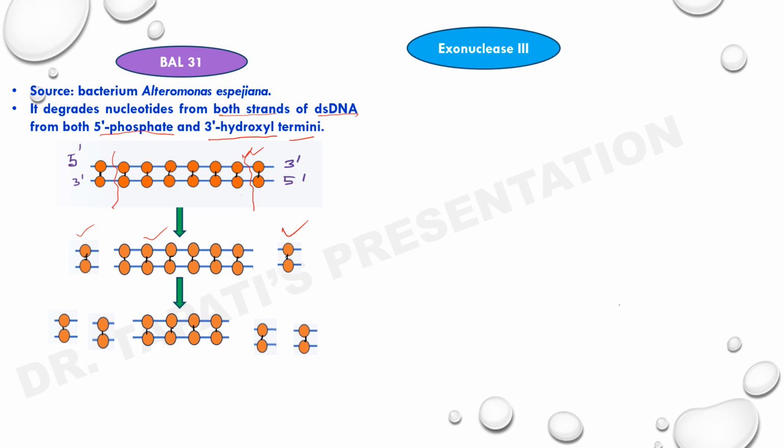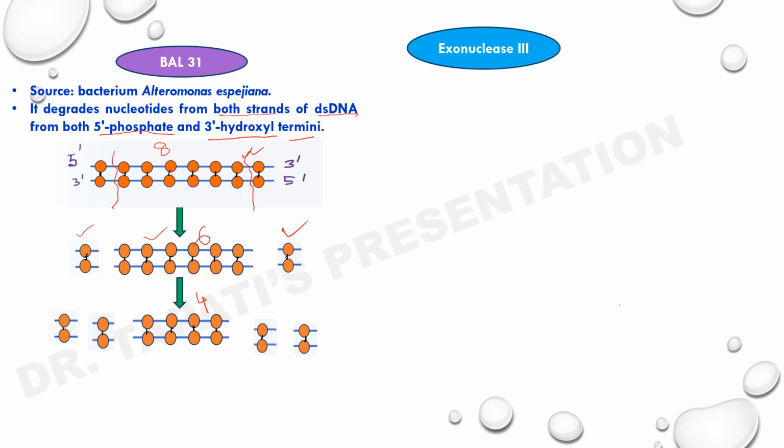Now, if you see carefully, you can find out that initially there were 8 nucleotides present in this DNA. Due to the action of BAL31, it is converted to 6 nucleotides. And in the second step, you can see 4 nucleotides are present. That means the longer the exposure time, the shorter the DNA fragment.